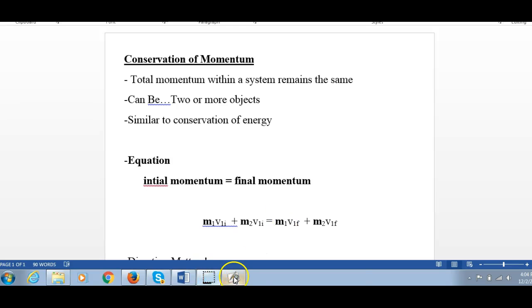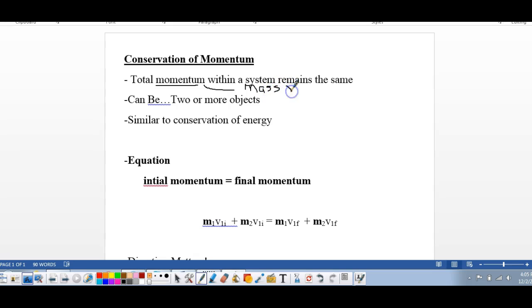Alright, so this could be our notes on conservation of momentum. We've been talking about momentum already, and you should have a pretty clear grasp of what that is. And that's just the mass of something times how fast it's going, or its velocity. It's just a measurement of those two things. We multiply them together, and it gives us a unit called momentum.